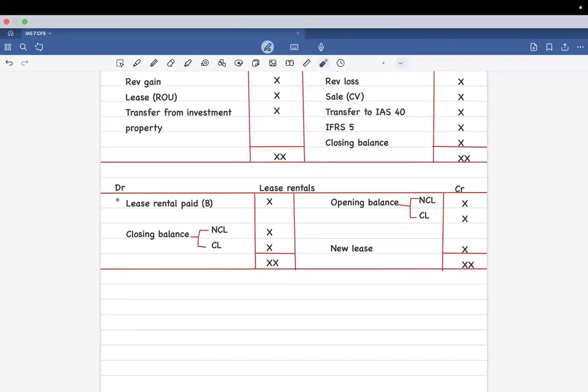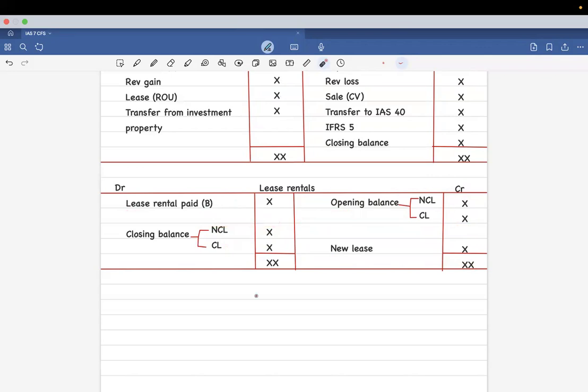For the rentals account, you must understand it's a liability. So it would start from the opening balance on the credit side. Now, in the statements given to you, it would be split between current liability and non-current liability. Hence, you have to take it together here. And closing balance goes on the opposite side. Any increase in the year would go on the credit side. Now, the missing figure is the lease rental that has been paid during the year.